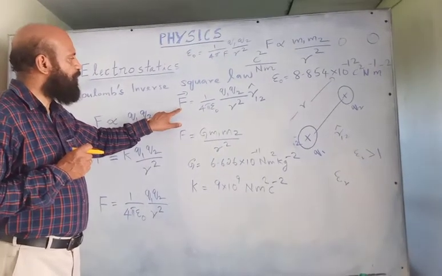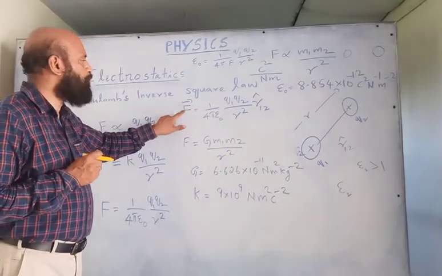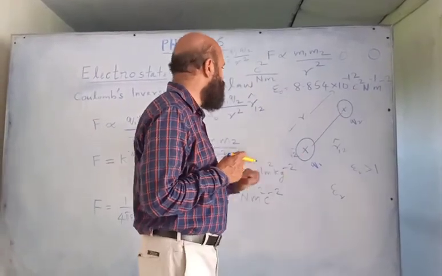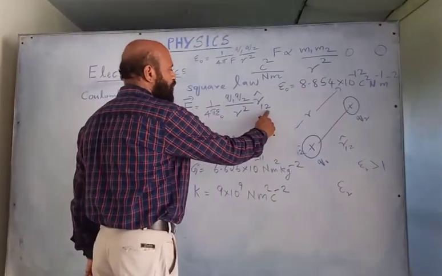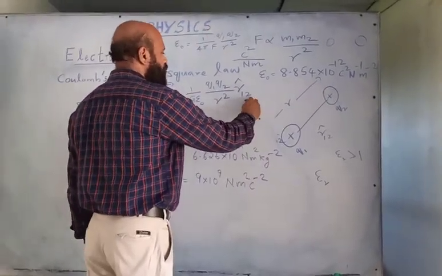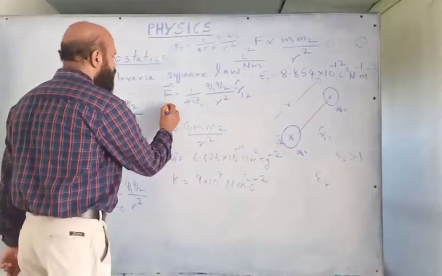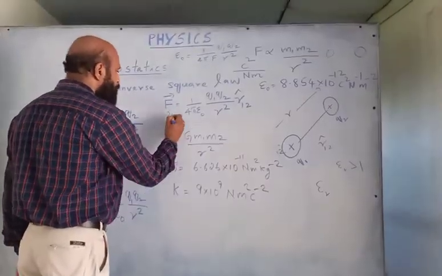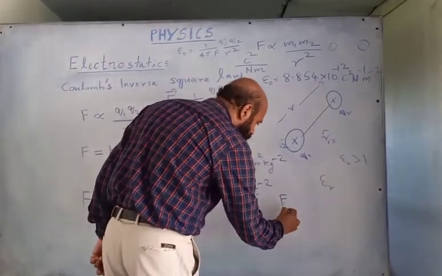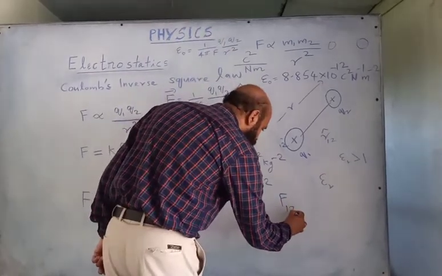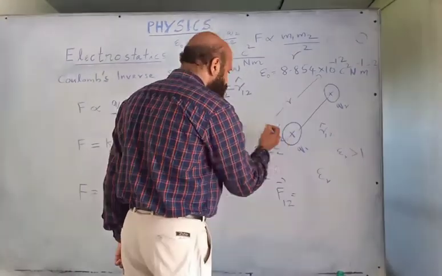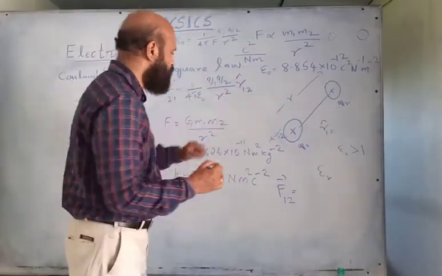This expression gives the force experienced by the second charge because of the first charge. So it is acting from the first charge to the second charge. Positive, positive, there is a repulsion. The force is from the first charge to the second charge. So this is the force experienced by the second charge because of the first charge. Suppose you want the force experienced by the first charge because of the second charge. It will be acting in the opposite direction, so we have to change the sign here.